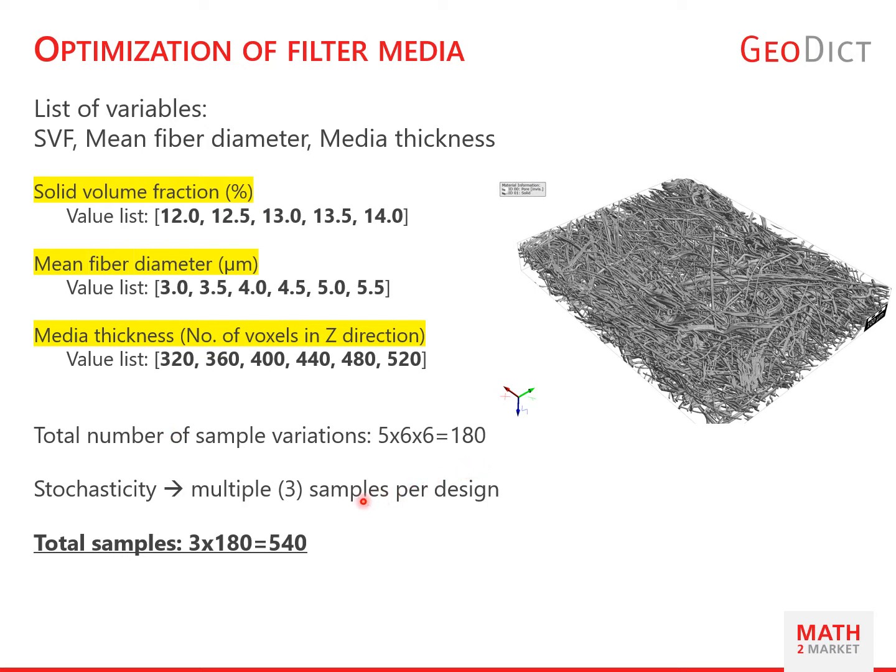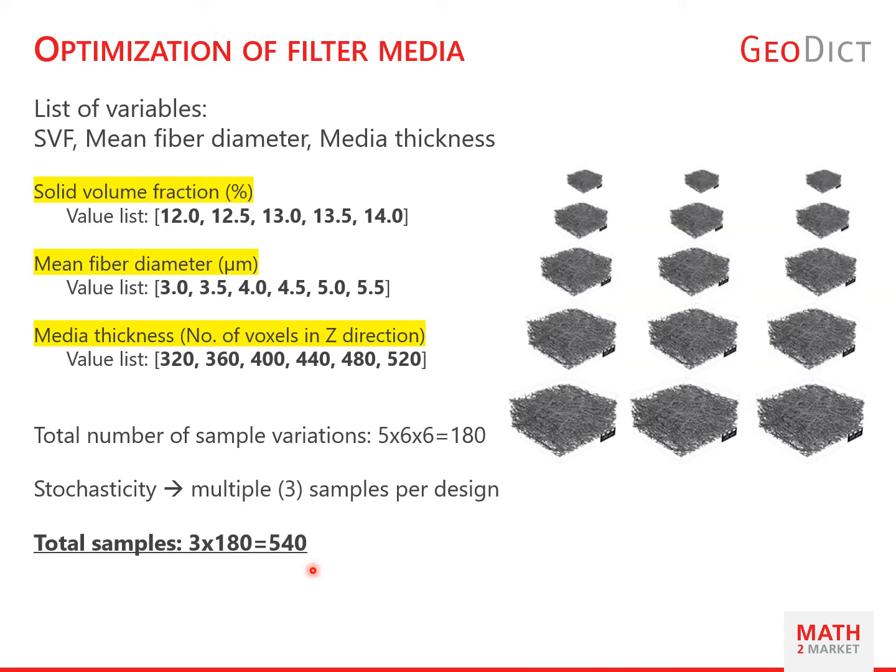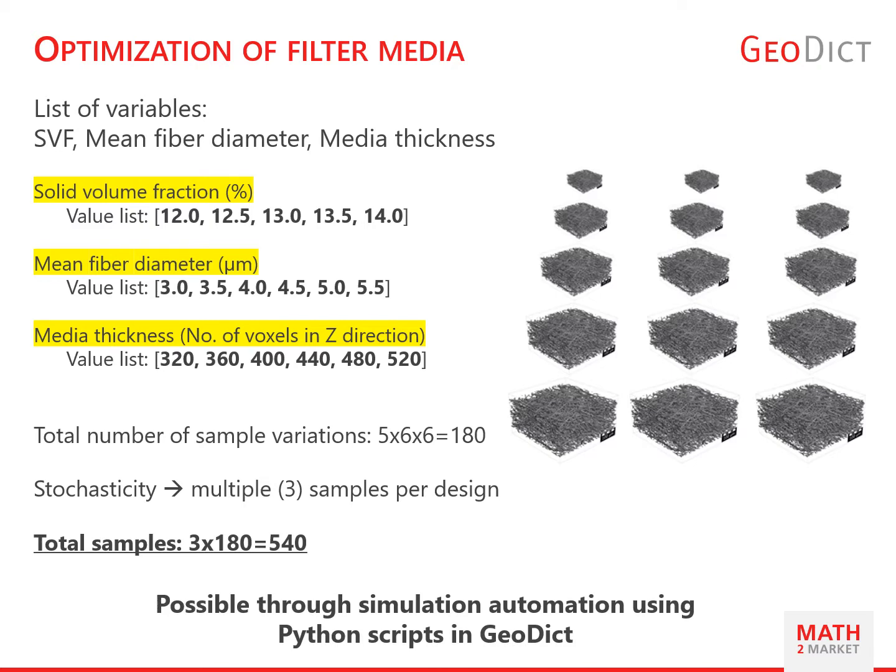And considering the stochasticity, having 3 multiple samples per design, we come to a huge number of total samples as 540 samples. Of course, this high number of samples can be modeled and afterwards simulated with GeoDict using automation capabilities of the GeoDict software with Python scripts. And this saves, of course, a lot in physical tests, in material consumption, and also saves a lot in time and personnel costs.